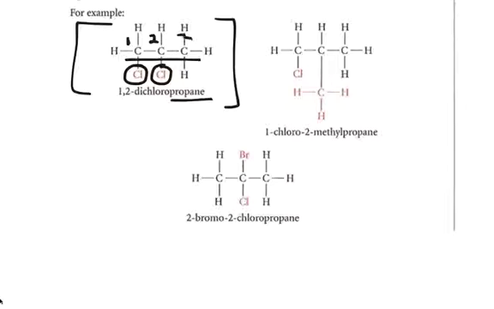So 1, 2, 3. That's our propane, again, singly bonded. And then now, it's 1,2-dichloro. So di is 2. The 1 and 2 are telling us the positions of the chlorine. So there's chlorine on 1, 2, dichloro.